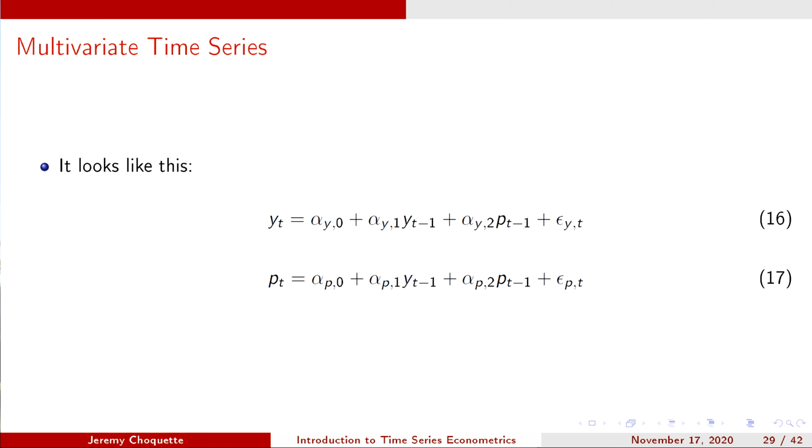Right? So equation 16 says output is a function of lags of output and price plus error. Equation 17 says the equation for price is a function of lags of output and price plus, well, some other error. Now these epsilon t terms in equation 16 and 17 are not the same. I have an epsilon y in equation 16 and an epsilon p in equation 17, right?